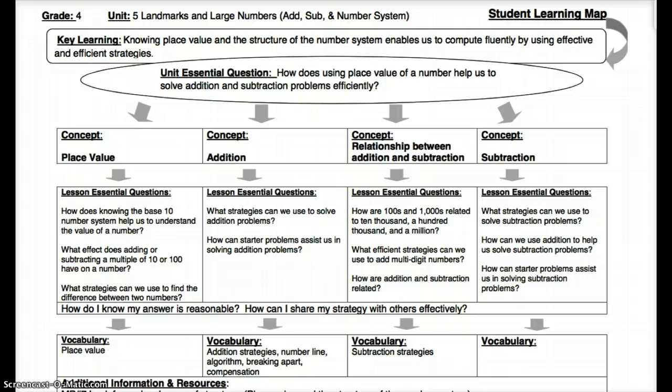In front of you, you see the student learning map for our addition and subtraction unit, where we have reviewed the concept of place value. We have talked about the concept of addition, and we've discussed the concept of subtraction, and looked a little bit at the relationship between addition and subtraction. And the lesson essential questions, for the most part, have been addressed.